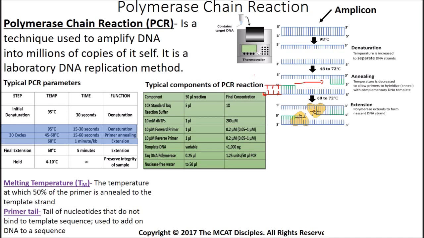So the next step is extension. Polymerase will go and extend. And a polymerase will do this at a certain temperature, around 68 degrees Celsius. I mean, there's nothing special about that. You know that different temperatures will cause different levels of denaturation of protein, and it turns out Taq polymerase works at this temperature. Taq polymerase is a special kind of polymerase.